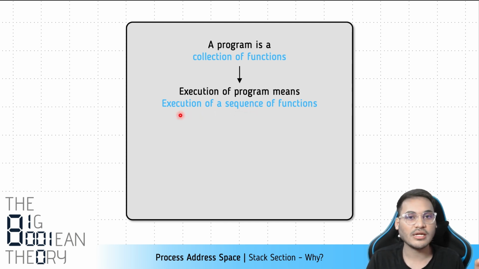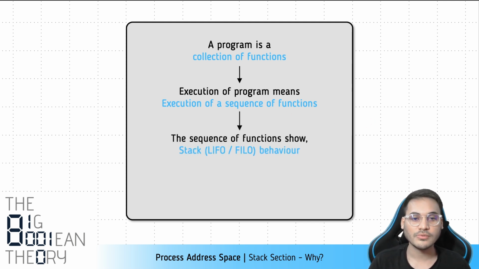We saw the examples. In the factorial function, there is a sequence of functions, different instances of the factorial function. In the first example also, we saw that main called multiply, and multiply called add. So if you observe carefully, any program that you write is a collection of functions, and when it is in execution, there is a chain of function calls in the memory.